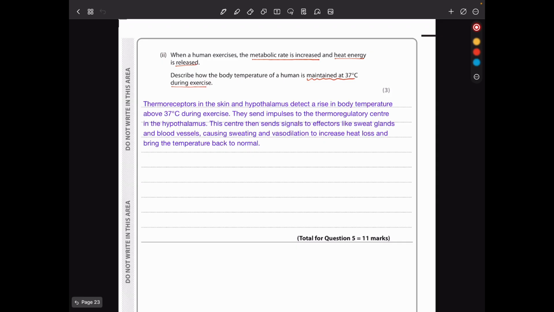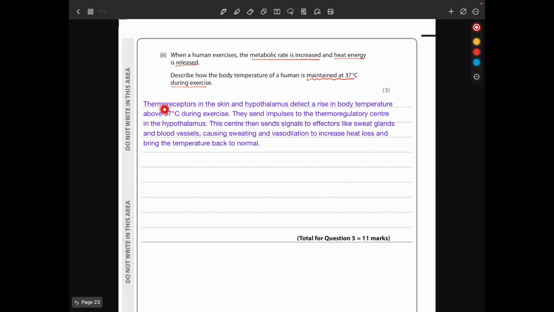When a human exercises, the metabolic rate is increased and heat energy is released. Describe how the body temperature of a human is maintained at 37 degrees Celsius during exercise. This is thermoregulation involving thermoreceptors, the hypothalamus, and organs like the skin.